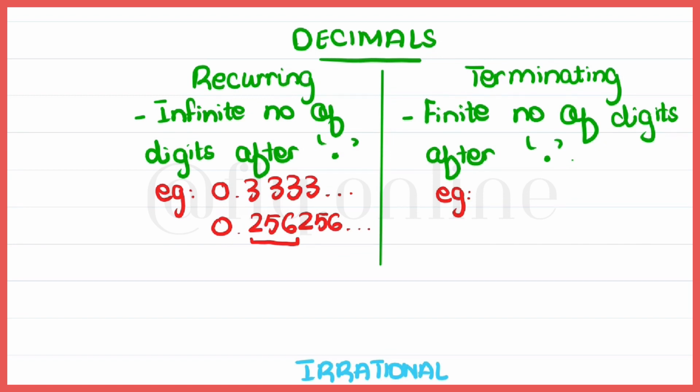On the other hand, we have terminating decimals in which we have a finite number of digits after our decimal point, such as 0.561 or 0.25.